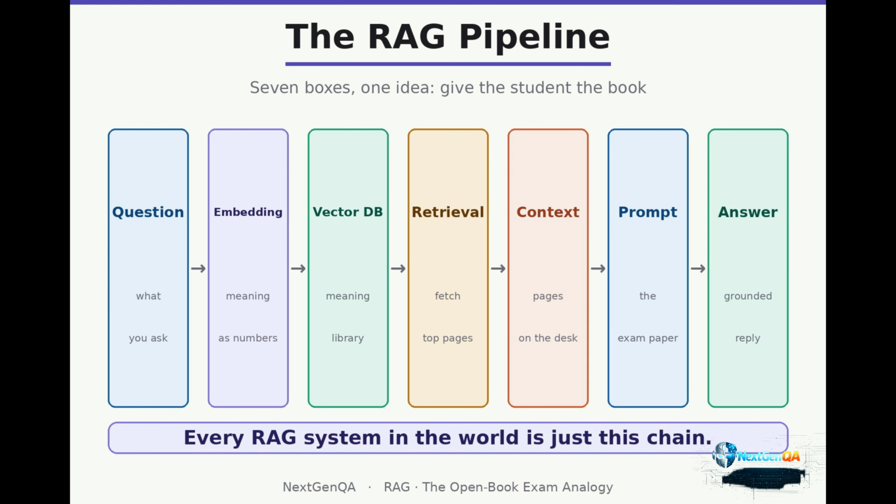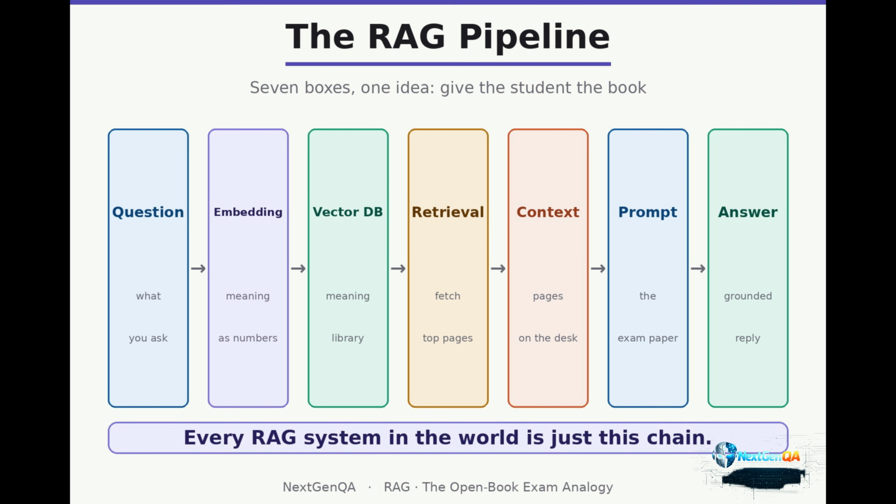The RAG pipeline. Before the details, let me give you the whole journey in one line so you never get lost. You ask a question, the question is turned into a special number form called an embedding. That embedding is used to search a vector database, a smart library. The search retrieves the few most relevant pages. Those pages become the context. The context plus your question are packed together into a prompt. That prompt is handed to the LLM and the LLM writes the final answer.